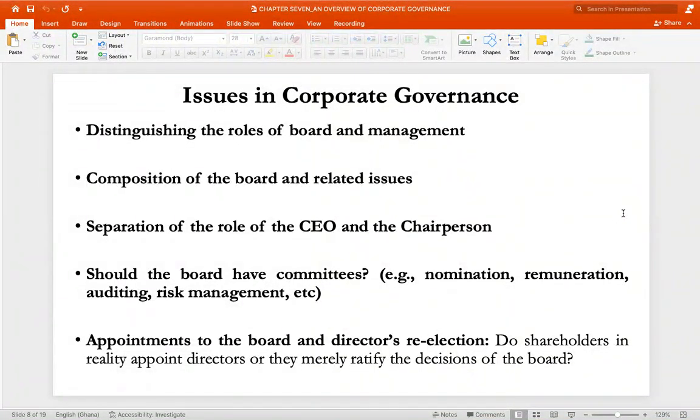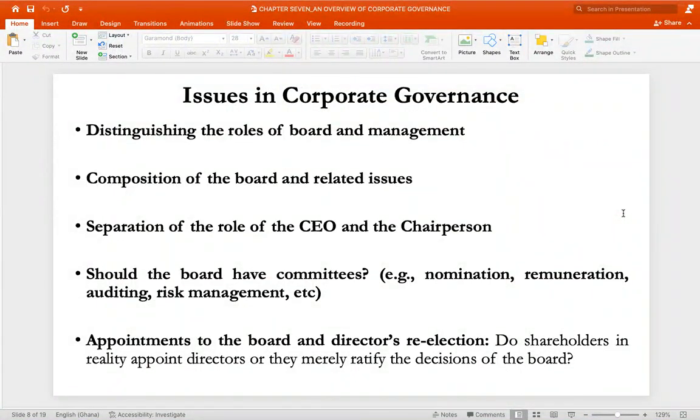Then we have the appointments to the board and directors' re-election. All right, that is another issue because in theory, shareholders are supposed to be those electing directors of a company. All right. But in reality, what happens is that it is normally the board that will elect directors, like appoint people to be directors of the company and present the names to shareholders during annual general meetings, AGMs, for their ratification or for them to approve those members. So in reality, it looks as if it's not the shareholders really that appoint these directors. It is the board that will come up with some names and they are sent for some voting or some acceptance or some ratification of a sort.